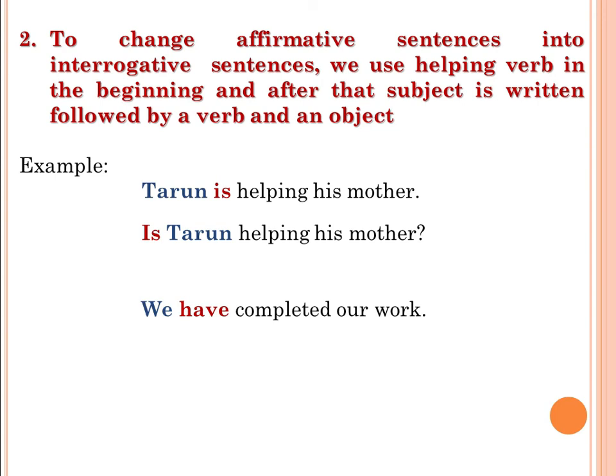In the same way we have completed our work. Now here in this sentence you can see "we" is the subject and "have" is the helping verb, and if I want to change it into the interrogative case, then "have" will come in the beginning and "we" will be used after the helping verb "have", and then we will use the verb and an object.